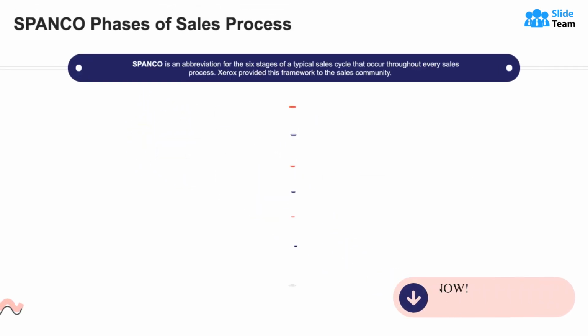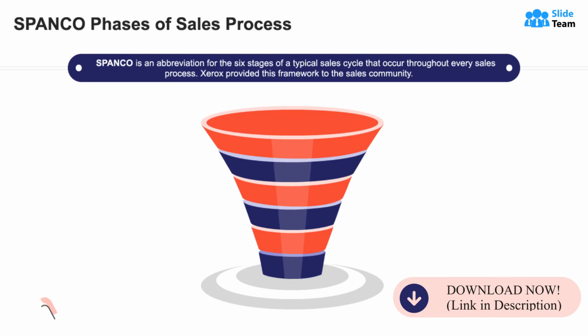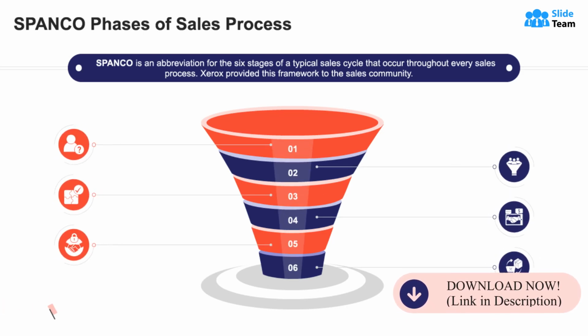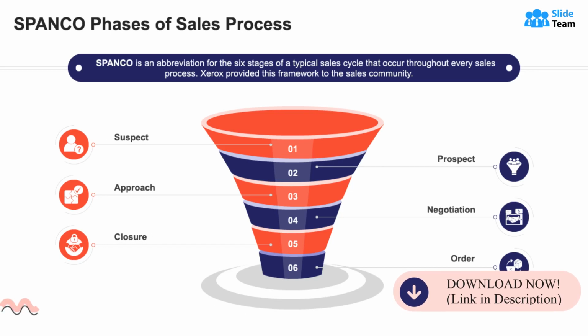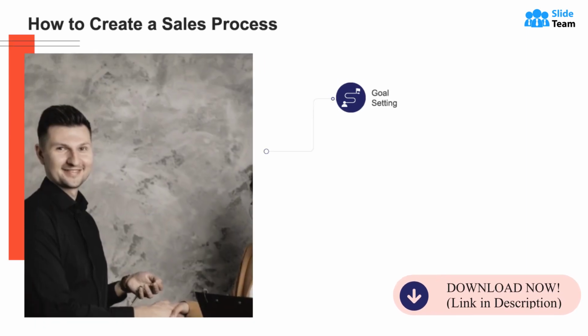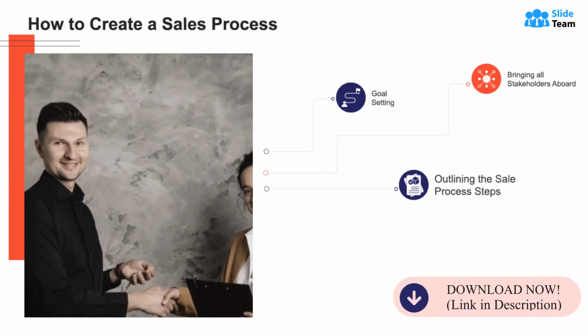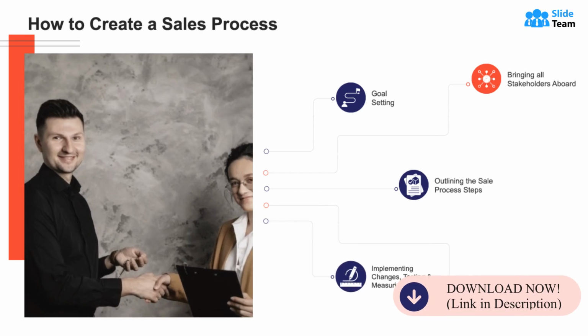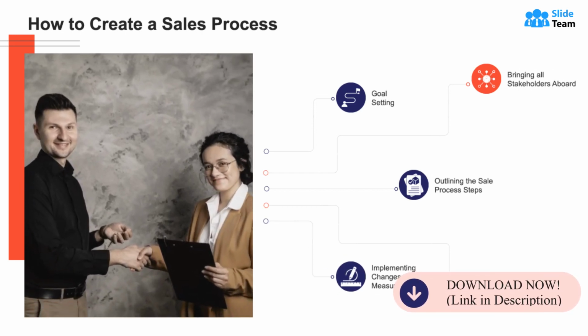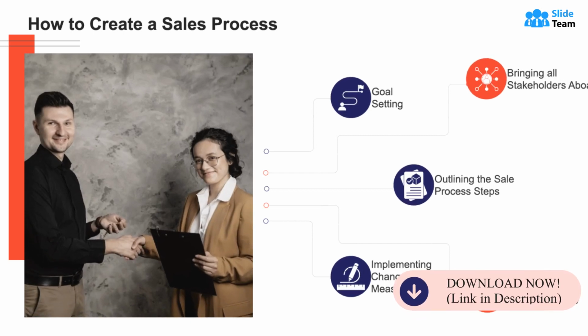The training focuses on the SPANCO phases of the sales process using a powerful funnel diagram. Just for a recount, these sales skills start with identifying suspects and prospects to sealing the deal with an order. There's more. This training module is packed with valuable insights on creating a killer sales process, including in-depth discussions on goal setting, stakeholder engagement, customer journey mapping, and more.